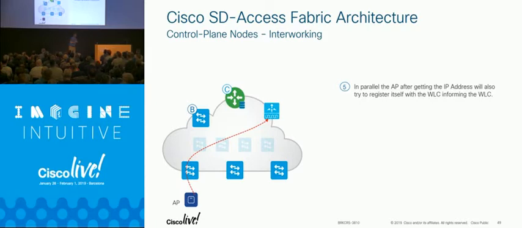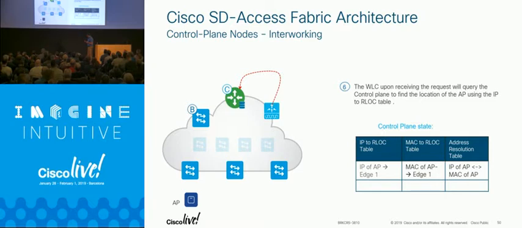The AP will also register with the WLC, right? Because the APs always register with the WLC. The AP is going to register with the WLC, saying that, hey, I am a new AP, and I've come on board. The moment the WLC gets the registration, it is actually going to ask the control plane node, hey, I got a registration from this AP. Can you please tell me where the AP is located? Right? So the control plane node is going to look at the IP to RLOC table, and it's going to tell the WLC, hey, this AP that you're asking me about is behind edge 1.